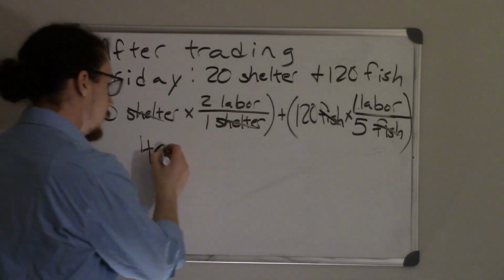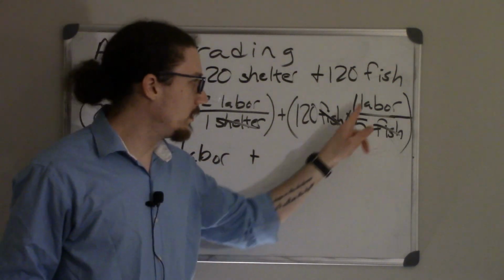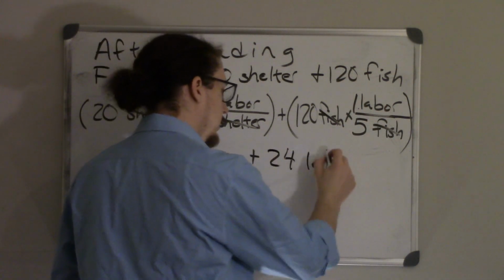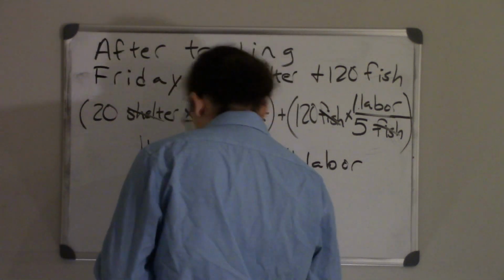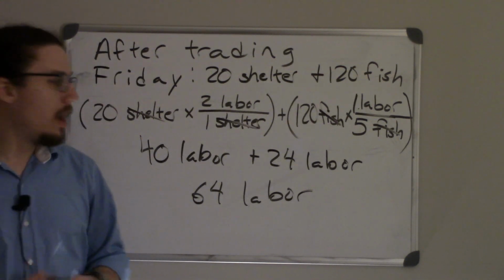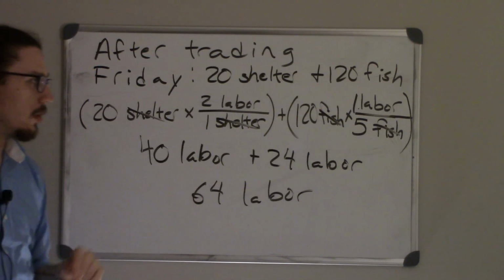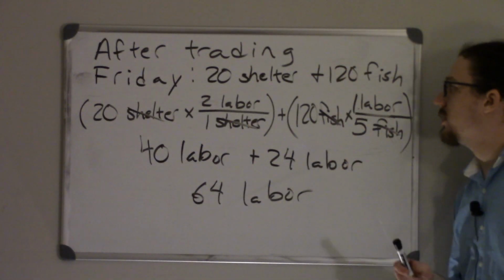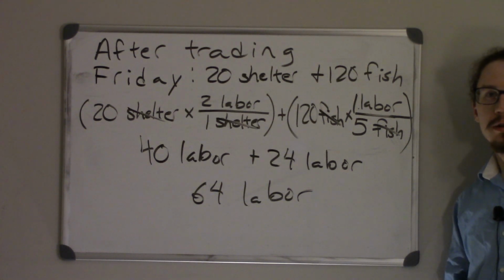So 20 units of shelter times the production capability, so 2 labor for 1 shelter. That's going to leave us with 40 labor. Plus 120 fish times 1 labor over 5 fish. That's going to give us 24 units of labor. Ultimately ending with 64 units of labor.